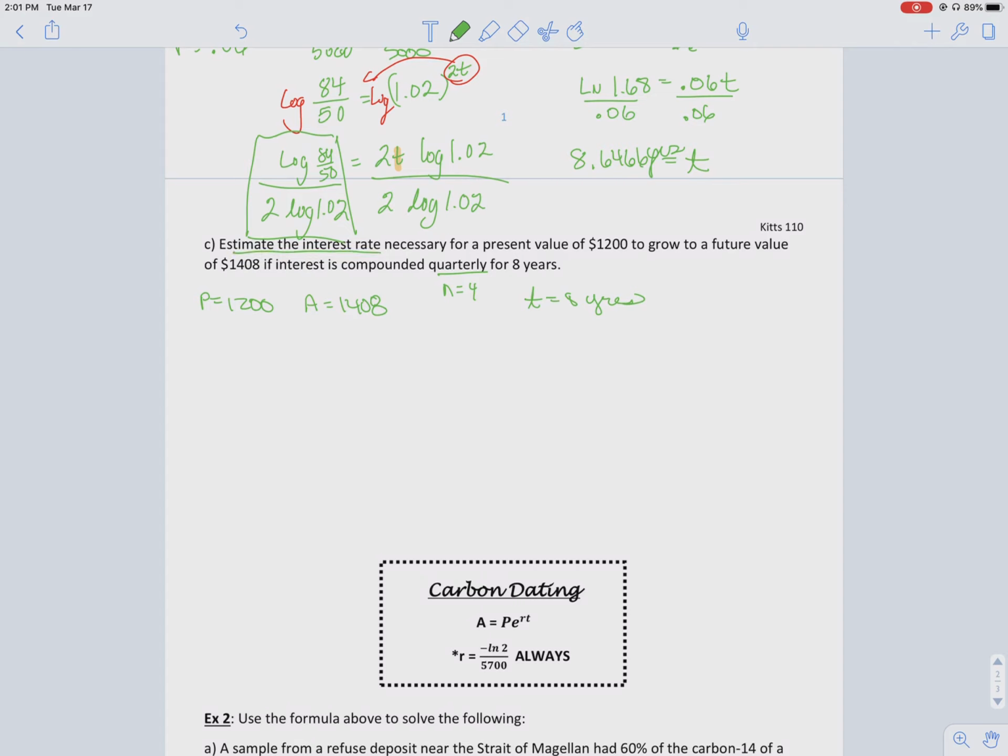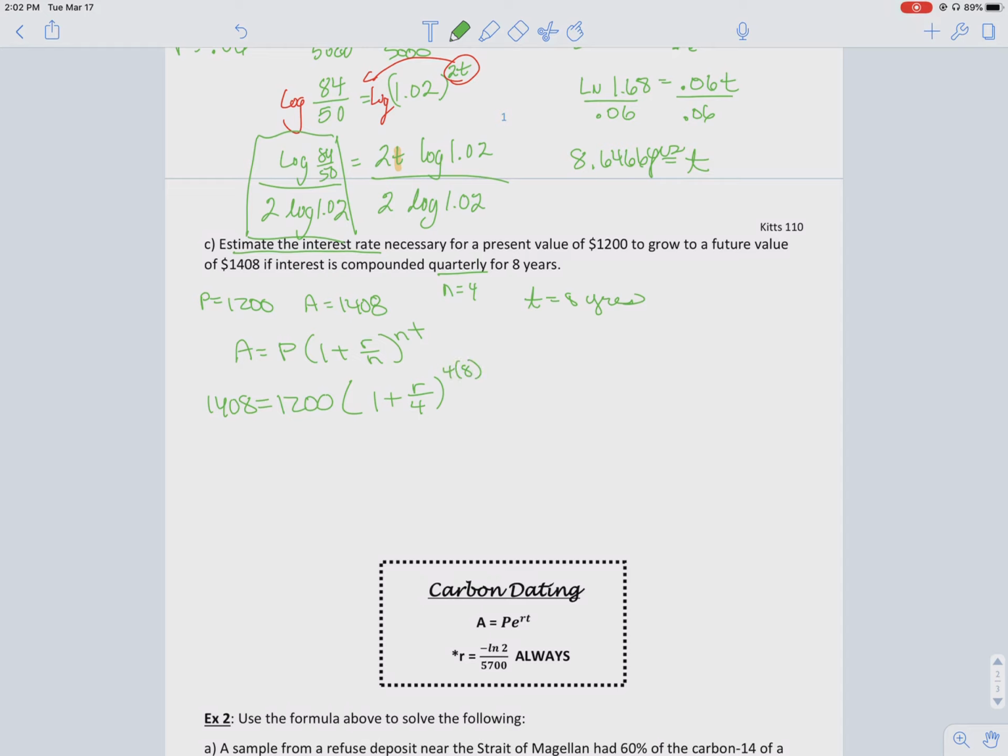Okay. So let's go ahead and grab my formula, and I'm going to put in what I know. So 1408, 1200. My rate again was what I don't know, over 4. And I've got an R up there too. Let's see. No, the N is 4. So 4 times 8 years. All right. So let's figure this out.